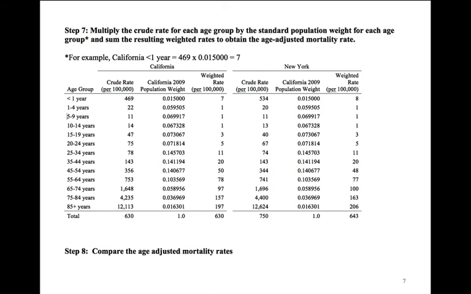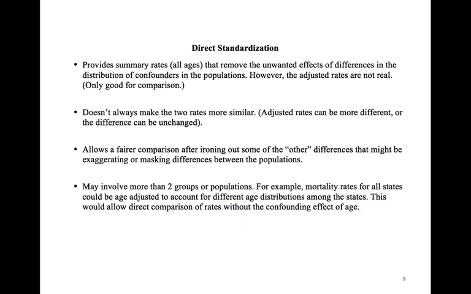We compare the age-adjusted mortality rates, which I've just gone through. They are actually relatively close, suggesting that the differences in the crude rates, 630 versus 750, may be due to a difference in the age structure or age distribution of the populations in New York and California, with the New York population being older. So, just to review, direct standardization, which is what we have done here for mortality based on age, removes the unwanted effects of differences in the distribution of a confounder in a population, and in this particular case we're looking at age as the confounder.